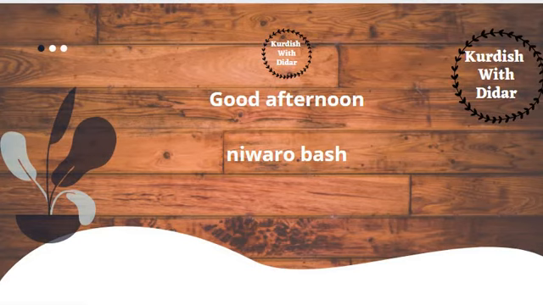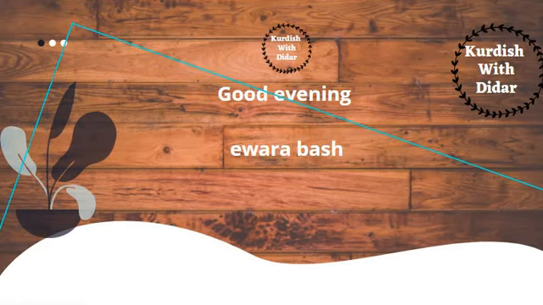Okay, so let's go to how to say good evening. If you want to say good evening in Kurdish you say ewara bash. If you want to say it to so many people, you can say ewaratan bash. Or if there is a specific person that you want to say good evening to, him or her, you can say ewarat bash with T. So ewara bash.